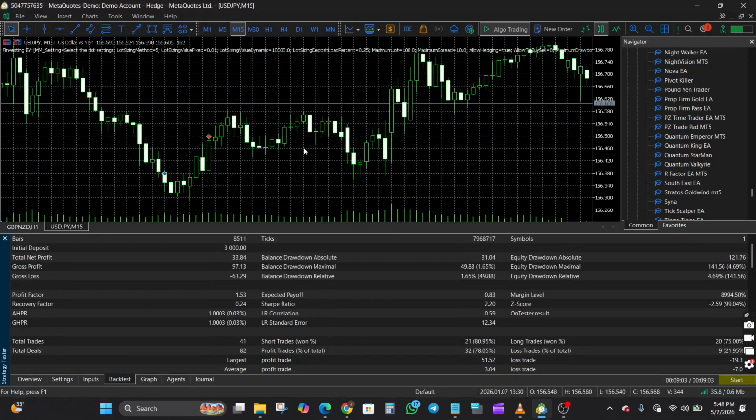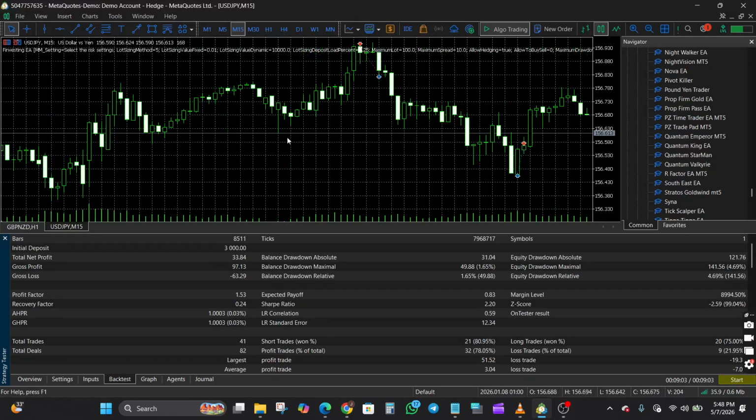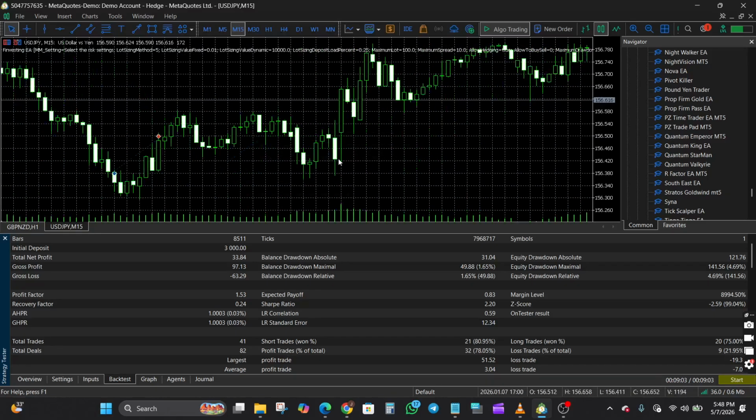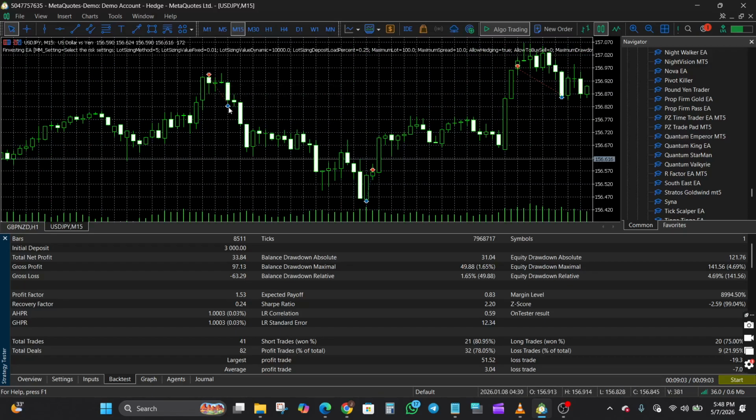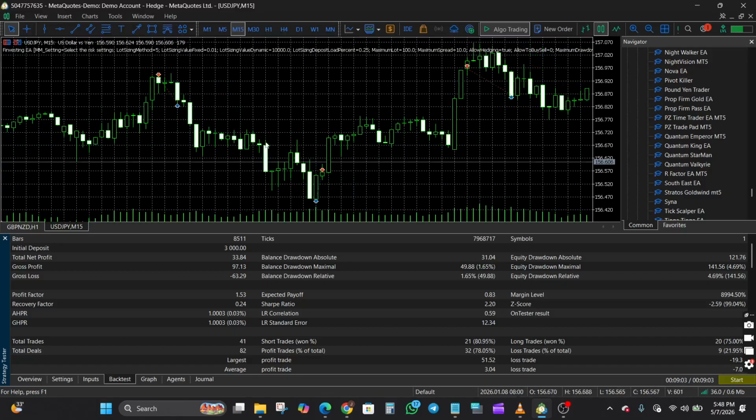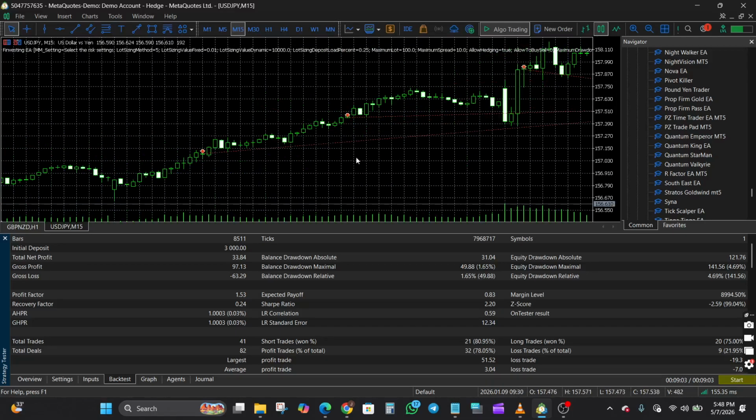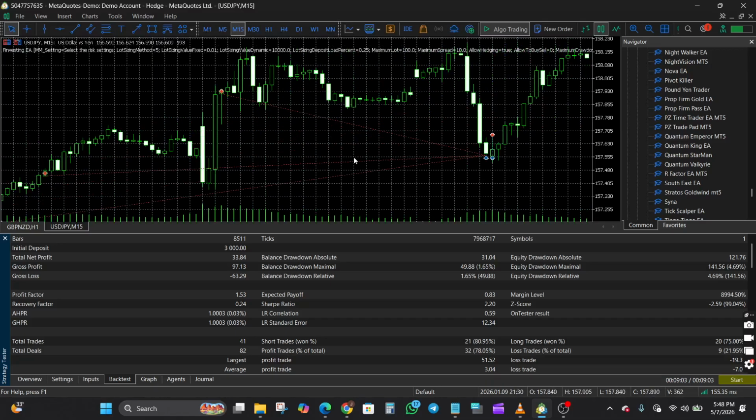Now, from the few trades that we can see over this short period of time, a buy trade was taken here and it was closed here. A sell trade was taken here and closed here. So this confirms the fact that the EA is just targeting short-term moves. A buy trade was taken here and closed here. Sell trade was taken here and closed here. So the EA is mostly targeting short-term moves.